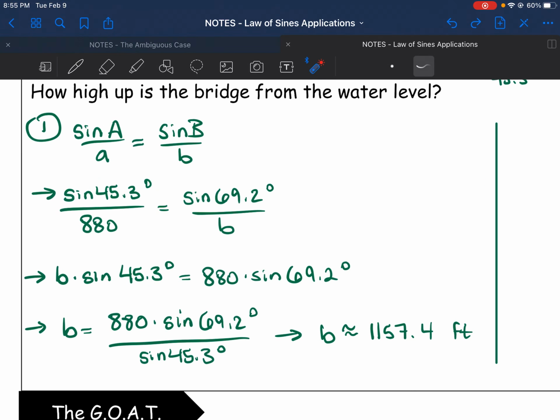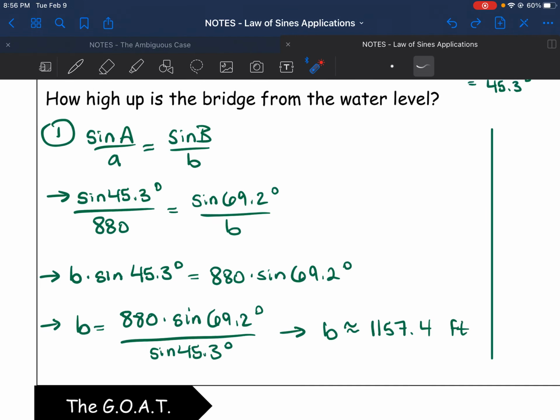Okay, so once we get to this point, it's just a pretty standard problem from here. We'll go ahead and cross multiply. We get B times the sine of 45.3 degrees equals 880 times the sine of 69.2 degrees. Then we'll divide both sides by the sine of 45.3 degrees, and we get that B is approximately 1,157.4 feet. I'm just rounding at the first decimal place. That's what I'm getting there, okay?